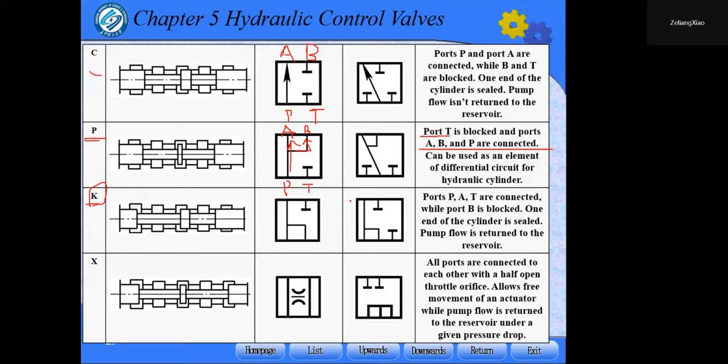K type. The K type features that ports P, A, T are connected, while port B is a blockage. One end of the cylinder is sealed. Pump flow is returned to the reservoir.